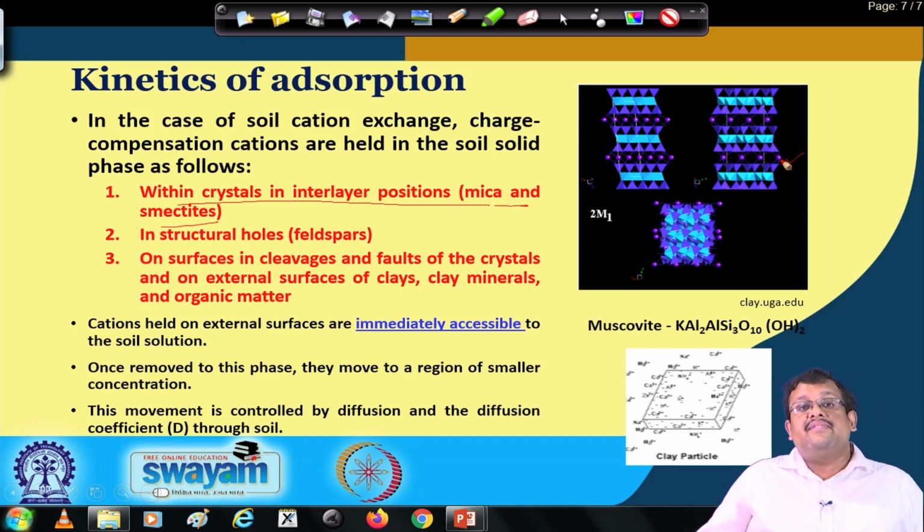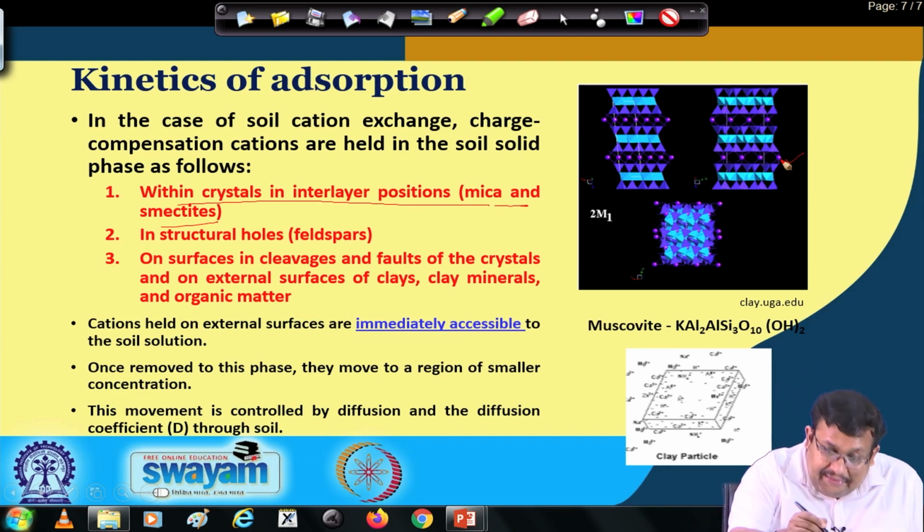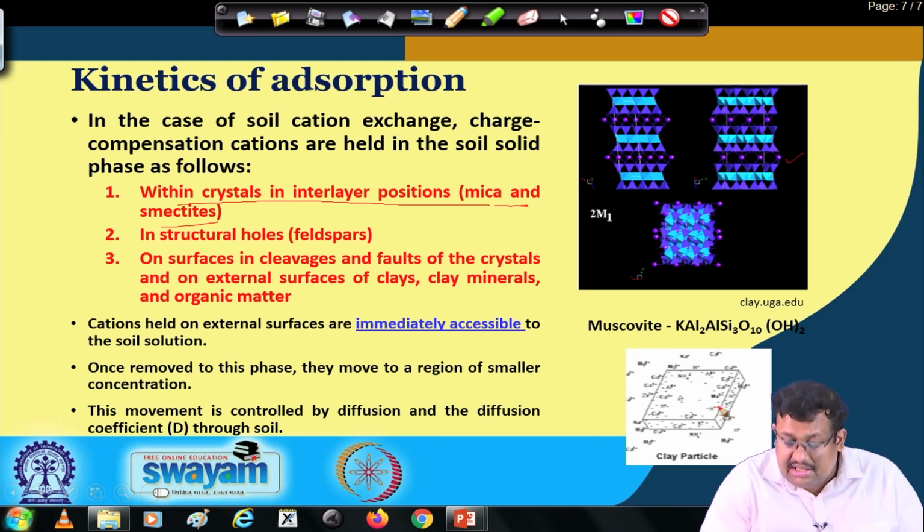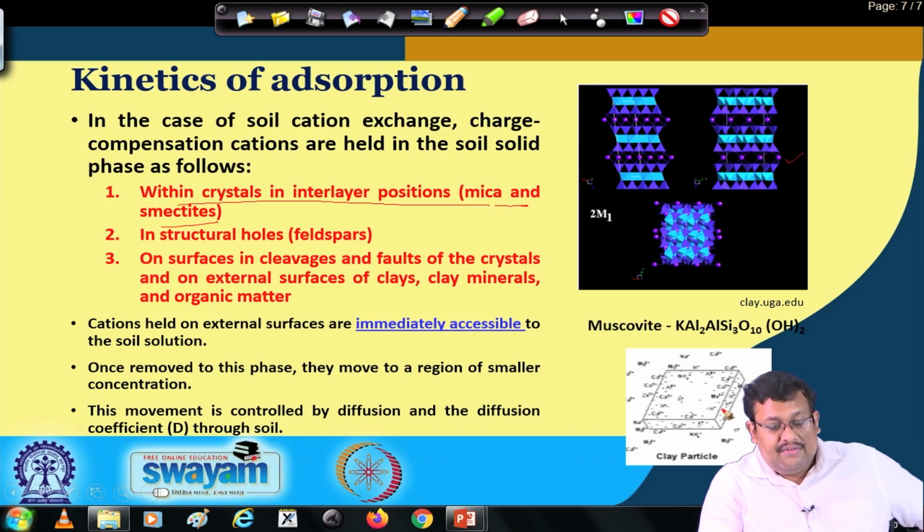And the third one is basically on the surface and in the cleavages and faults of the crystal, on the external surface of the clays and clay minerals and organic matter. Now, as you can see from this picture, this is a clay particle, and obviously these cations are present on the external surfaces of the clay particle.